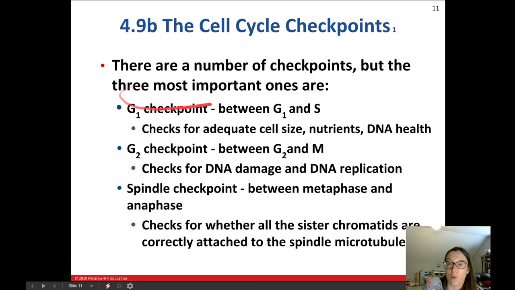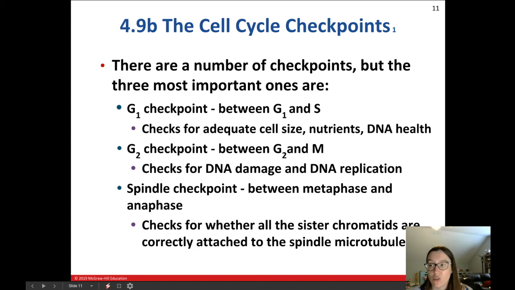And so the G1 checkpoint happens between G1 and S, so between the G1 phase and that synthesis phase. It checks for adequate cell size. If the cell is not big enough, it's not going to be able to divide very well. So it needs to get big enough so that it has enough cytoplasm and organelles and things to be able to distribute them to two new cells. It needs to make sure it has enough nutrients for that one.